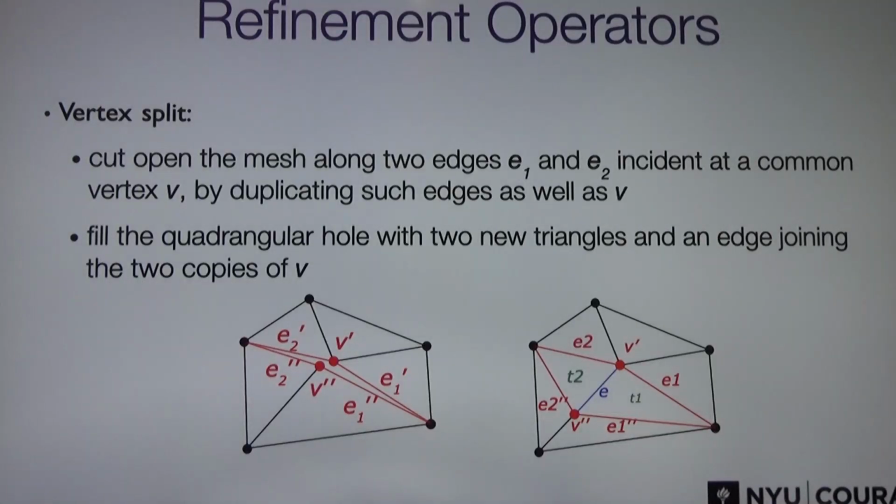Also, you can have a vertex split by cutting the mesh along the edges and pushing the newly created vertices apart, actually duplicating such edges effectively. And then you fill this quadrangular hole with the two new triangles. So this is a more complex operation, but still a basic one, that only creates two new triangles for this large mesh here.